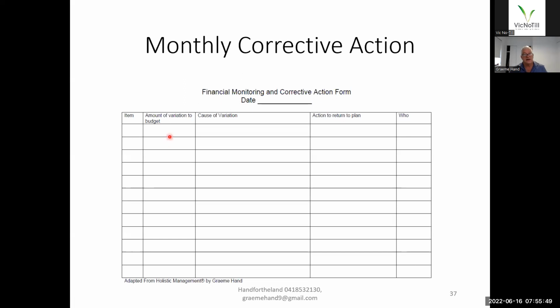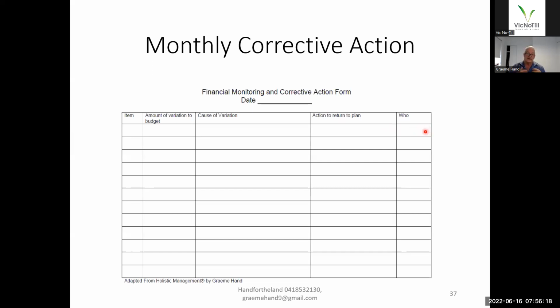So what was the variation to budget? What was the cause of that? Was it late delivery? Was it you didn't get it off in time? Was it you needed more inputs? Then what are you going to do to return it to plan? So we don't complete the loop usually. So what action are you going to take to return it to plan? And who's going to do it and when? This needs a when on it as well.